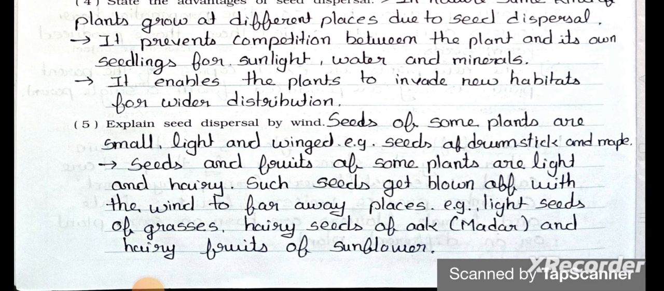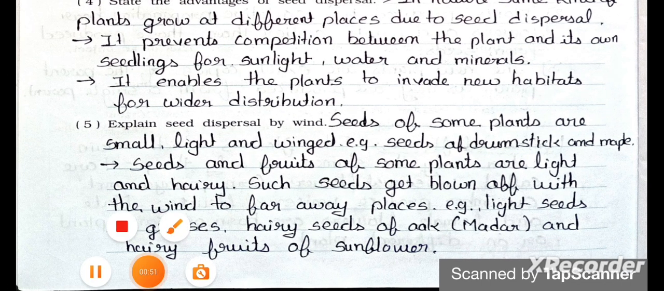Now see question number 5. Explain seed dispersal by wind. Answer is, seeds of some plants are small, light and winged. Example, seeds of drumstick and maple.